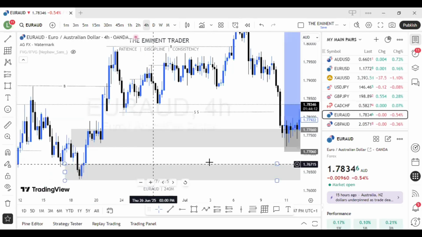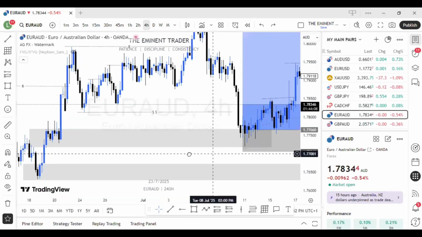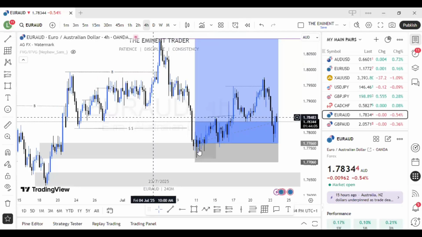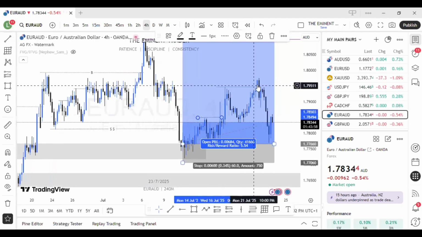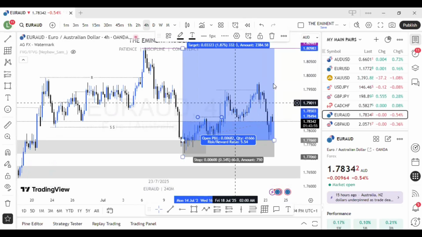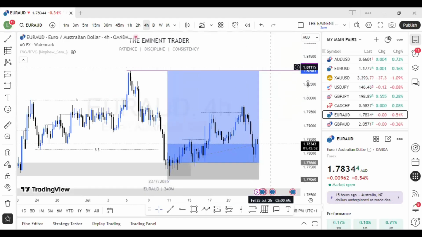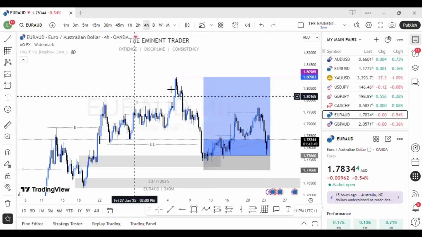And what did it do? The market tapped into it and is currently buying. And even inside the movement, it's creating a mini uptrend also. I won't be surprised if this trade eventually hits TP. Then let's go down.